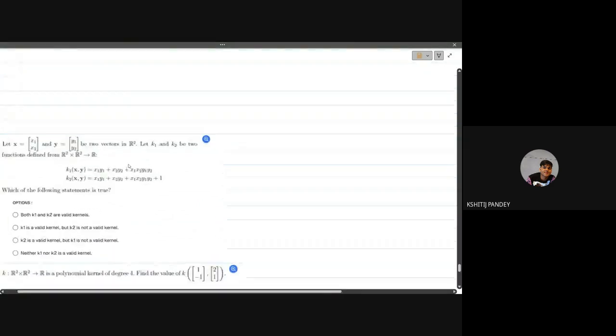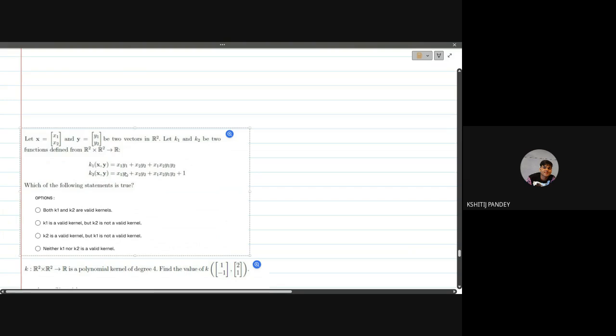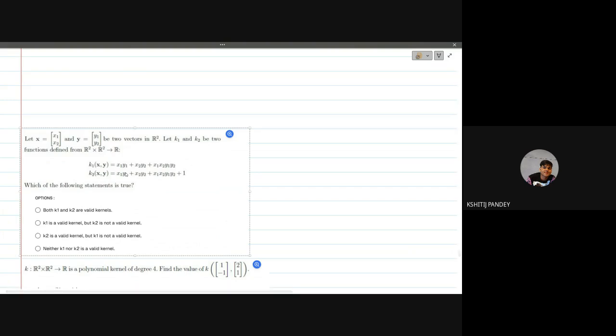So here also we have to check if the function given is a valid kernel or not. Do you guys want to try this? Yes, sir, we'll try. Okay, let's try to do this without using a pen. So let's look at the first function k1.